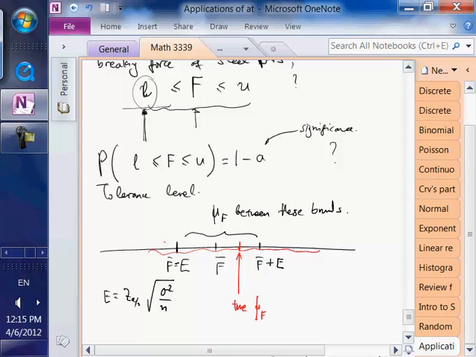So we want to find a bigger interval, perhaps this interval, within which we know that if F lies within this interval, then the bar will break. And of course, since you're talking about a breaking force, you're interested in the lower bound. So that's the lower bound here, that is of interest to us.